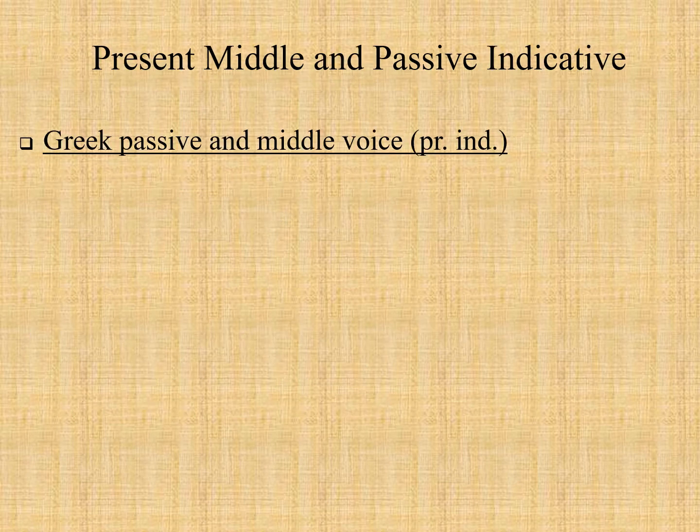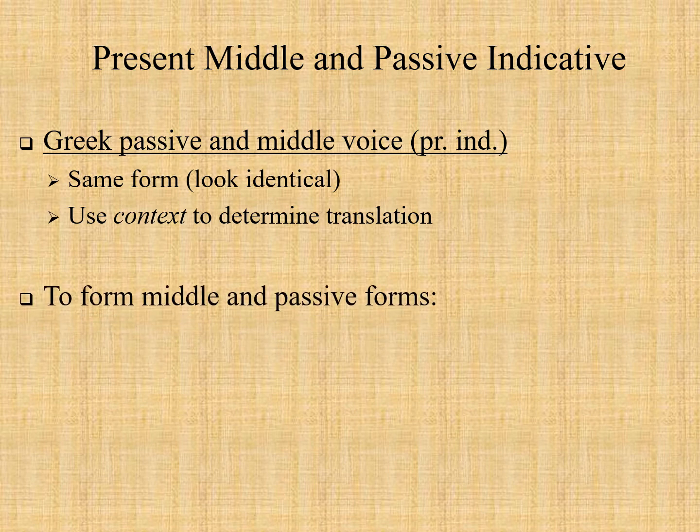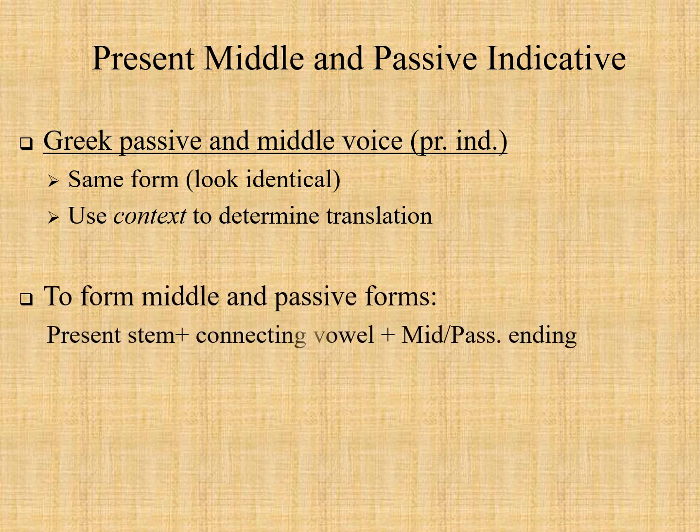If you paid careful attention to the last two examples, you could see that in the passive and middle voice in Greek, they actually have the same form. In other words, they look exactly identical. So we would again need to use the context to determine whether that is a middle verb or a passive verb. So to form the middle and passive forms, which, like I said, are identical, we need the present stem, connecting vowel, and the middle passive endings.